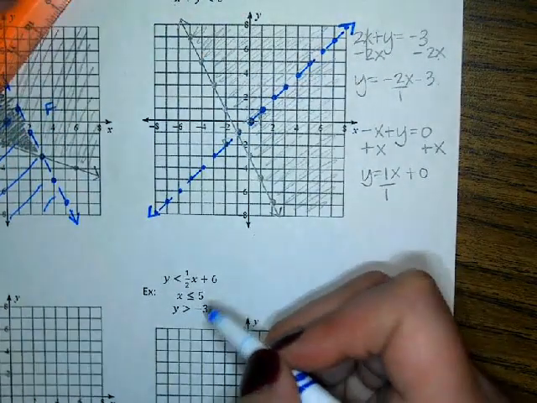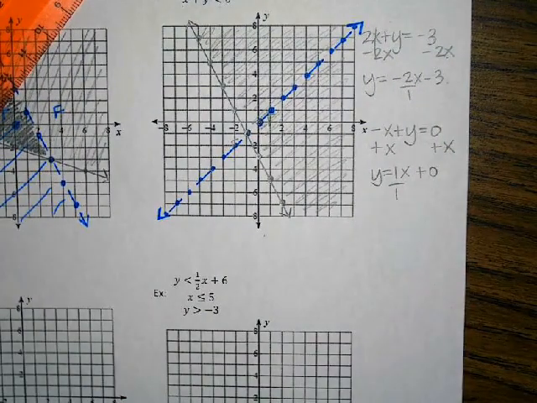Now, if we look at the line, can we plug in 0, 0 this time? No, because it's on the line. We have to pick a point that's on a specific side so we know if that side is true or false. So we're going to have to pick a different point. We could do 1, -1. 1, -1 would work.